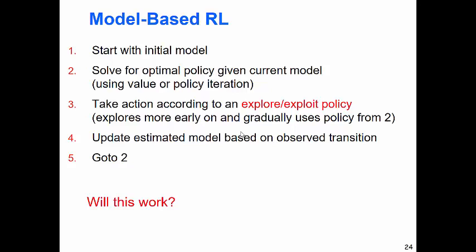All right, so this brings us to this slide, this refinement. You start with an initial model, you solve for the optimal policy in that model, and now you're going to take an action according to an explore-exploit policy, as opposed to a greedy action according to the optimal policy. Then we're going to update the model and go to step 2. Will this work? I guess it's not a fair question because this is a pretty vague notion. It depends on the explore-exploit policy.